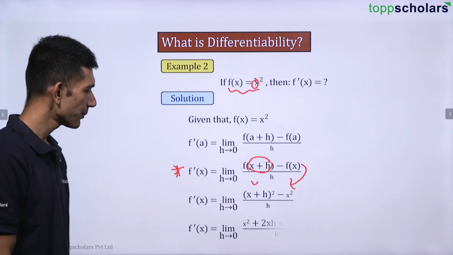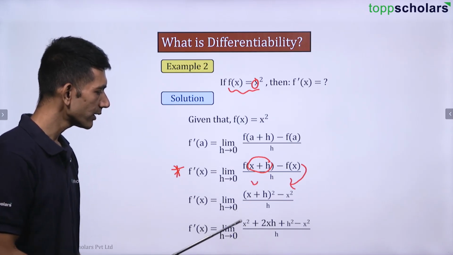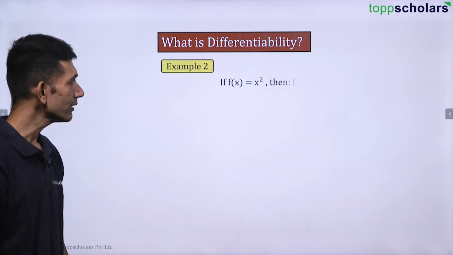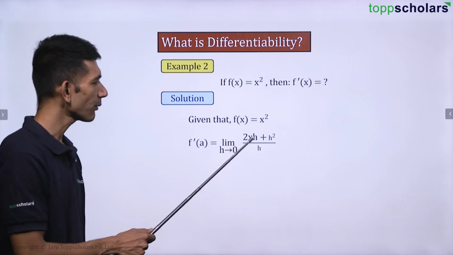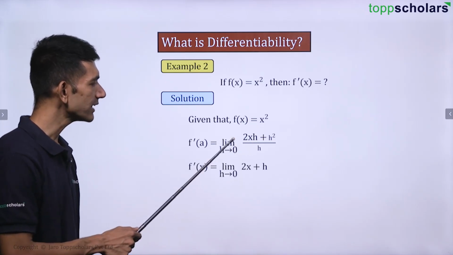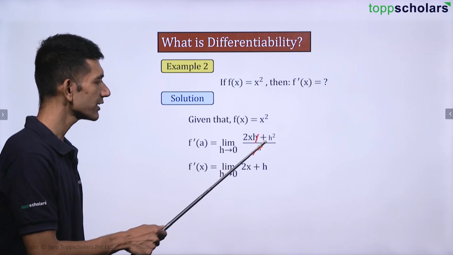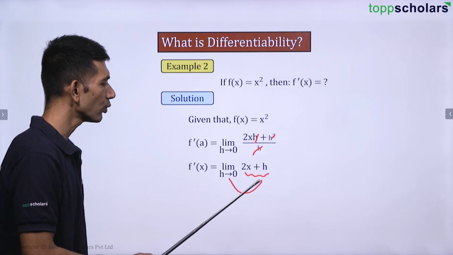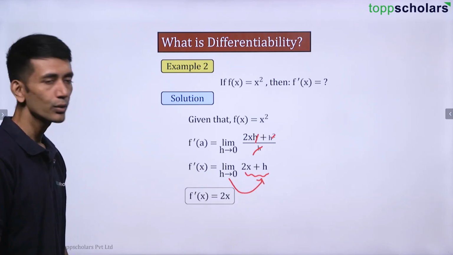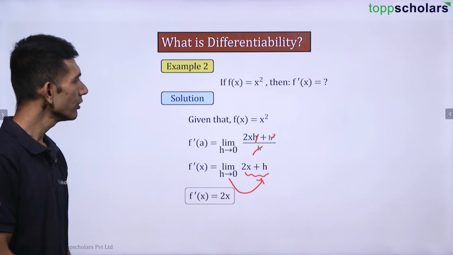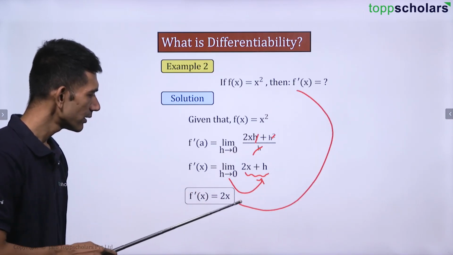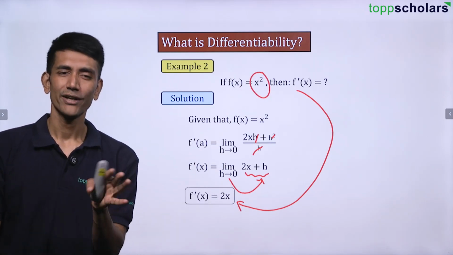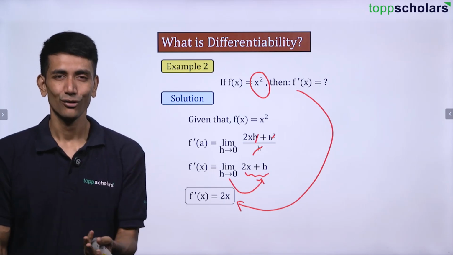Expand the bracket. You will get a square plus 2ab plus b square. x square will get cancelled. Now you can take h common. Correct? From here you can take h common. After taking h common and cancelling it with this h, it will get cancelled basically. You get 2x plus h. Now put h as 0. What will happen? You get f dash of x is equal to 2x. So we can say that the derivative of x square is 2x. You already know that directly, but it's just a way of solving, right?